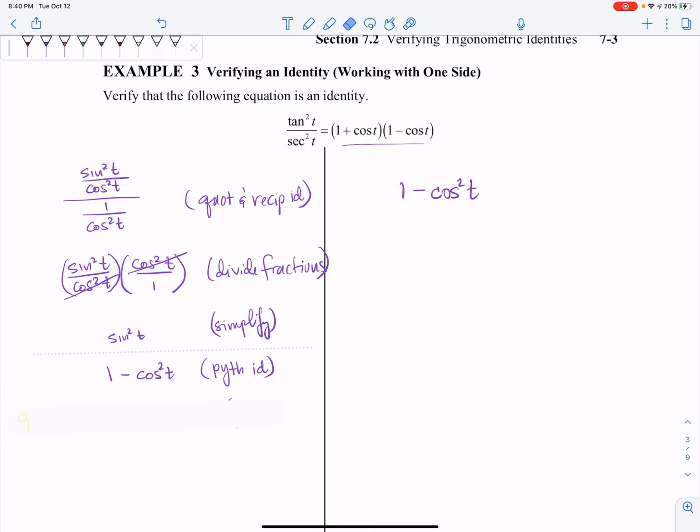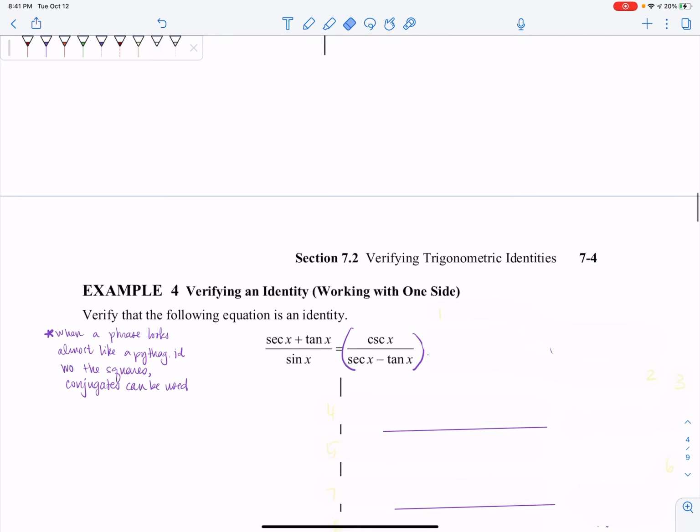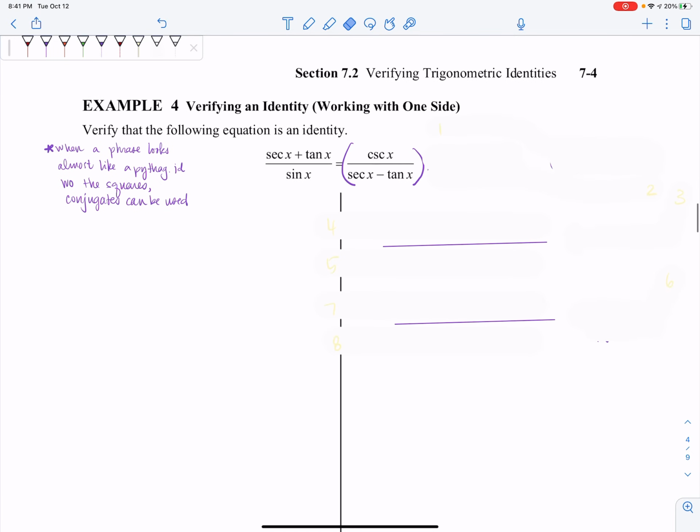Sine squared is the same thing as 1 minus cosine squared because of the Pythagorean identity. And then because of the work that I just got finished doing here, I went ahead and factored that 1 minus cosine squared. It's a difference of two perfect squares. So that gave me my 1 minus cosine times 1 plus cosine. And then at that point, I don't even need what was written on the other side anymore because it helped me to work backwards.